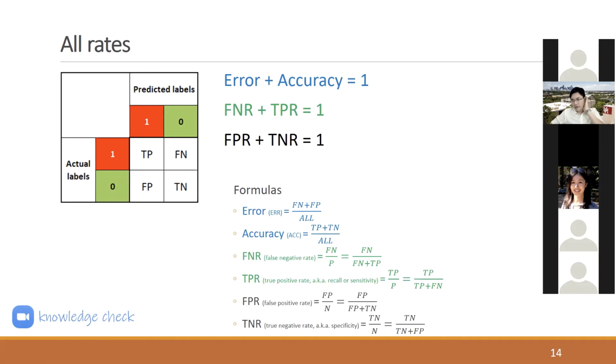All right, have I really confused you? I have a quick question. Yes. How do we decide, when evaluating the model, if we should use the specificity or sensitivity?